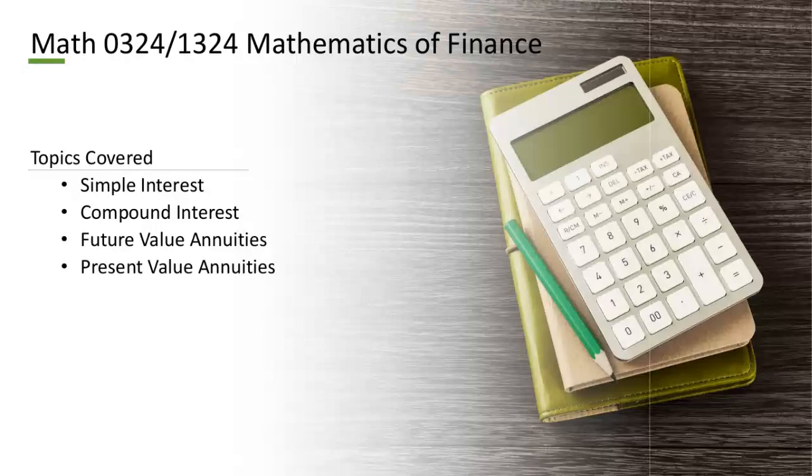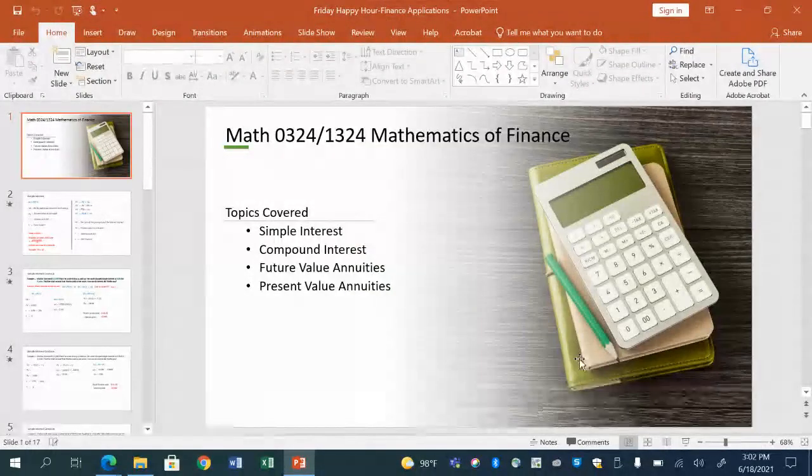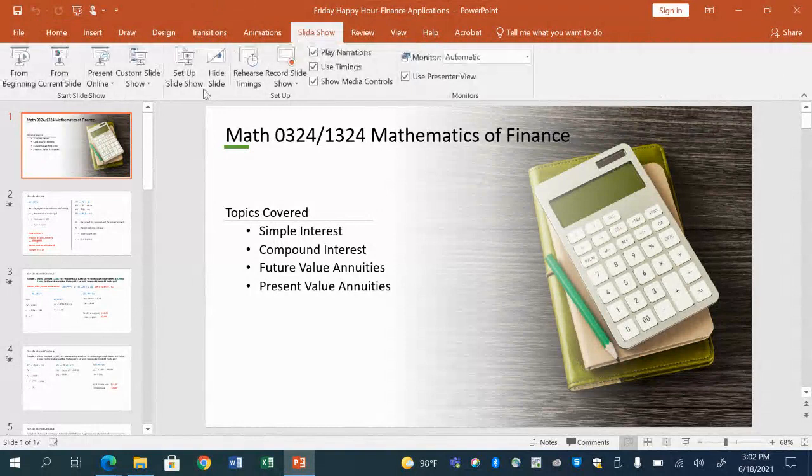Finance. There's like 4 sections: 5.1, 5.2, 5.3, and 5.4. Let me start by sharing my PowerPoint, that way you can have animation. Okay, so let me start by sharing my screen here with you guys. Okay, so let me start from the beginning.